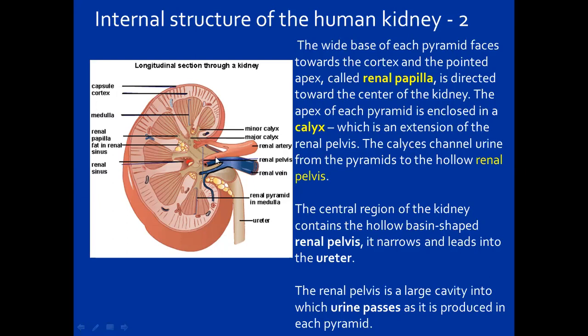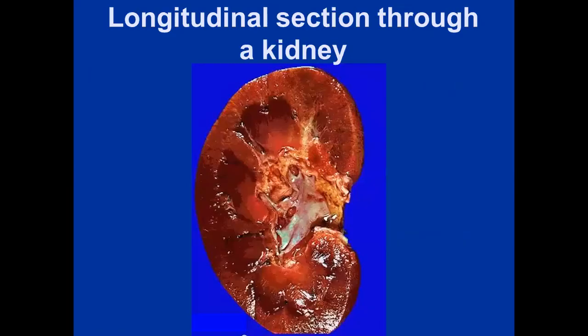Then the central region of the kidney contains a hollow basin-shaped renal pelvis. That renal pelvis narrows here, and it leads down into the ureter. So it's like a funnel, a filter funnel. And the renal pelvis is a large cavity into which urine passes as it goes through its final stages of production in each of the pyramids. And I'll explain that to you in more detail later on.